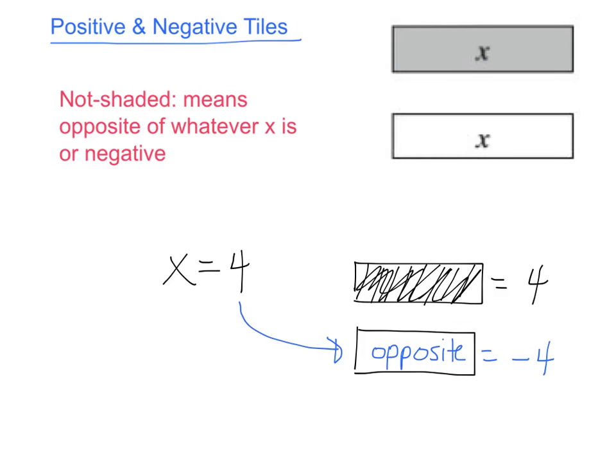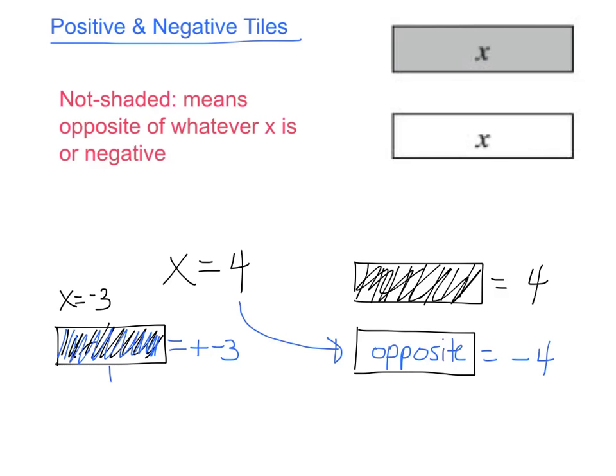All right, so now let's think about it a different way. What if I drew in my tile, okay, and I shaded it in, and I told you this time that x is a -3. Okay, so this x tile, it stands for whatever it actually is, okay? It's the positive of that. So I could write it's a positive -3, which is actually, this stands for -3.